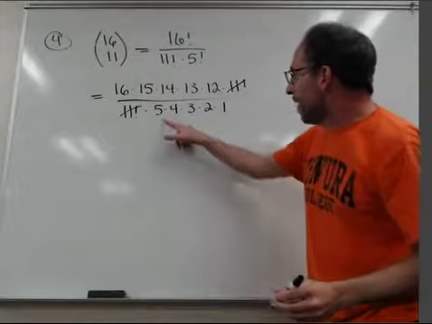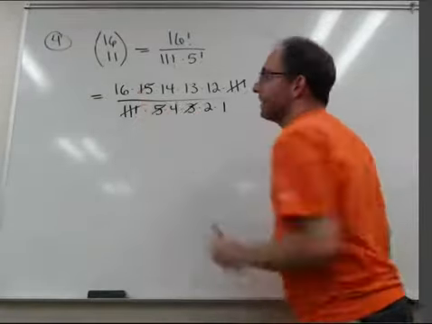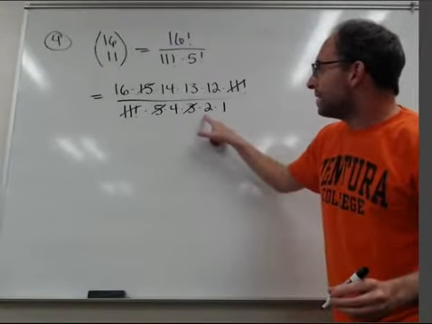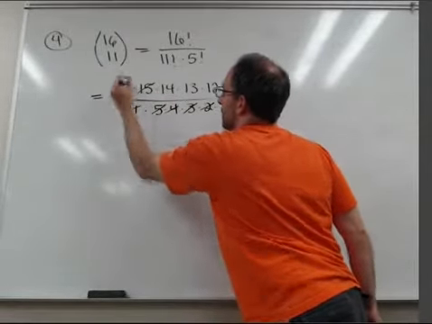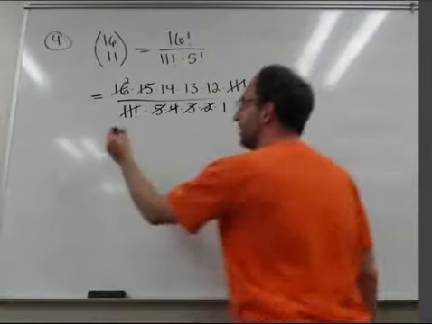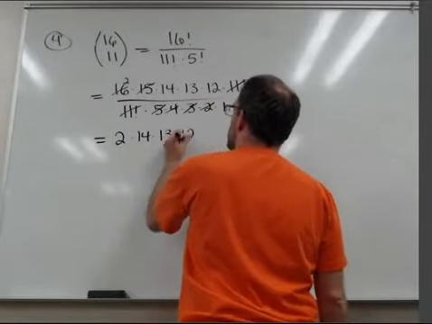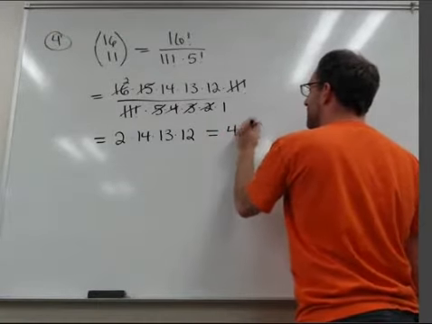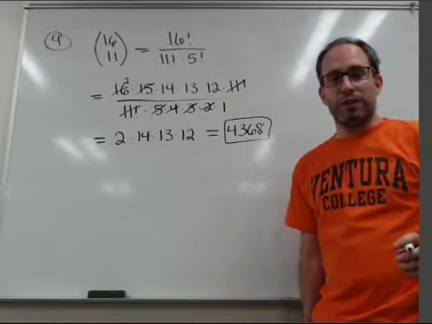So let's see. 5 and 3, when you multiply those, you get 15. So okay, 5, 3, cancels with the 15. Then other than that, 4 times 2 is 8, which would go into 16 twice. And now everything in the denominator is gone. Everything's canceled out. So what we're going to end up with is 2 times 14 times 13 times 12, which ends up being 4368. That's what you should get for 16 choose 11.